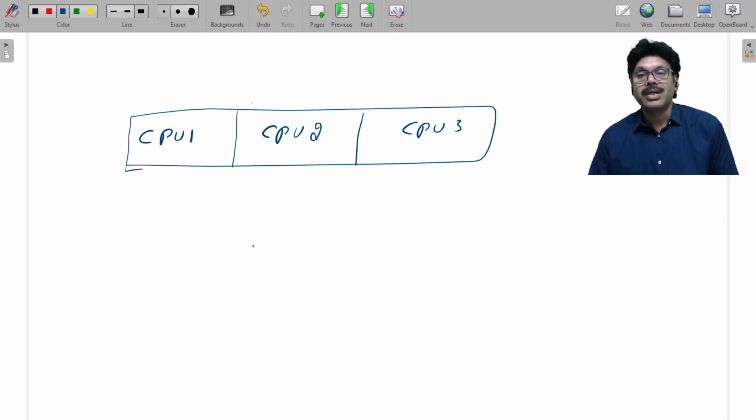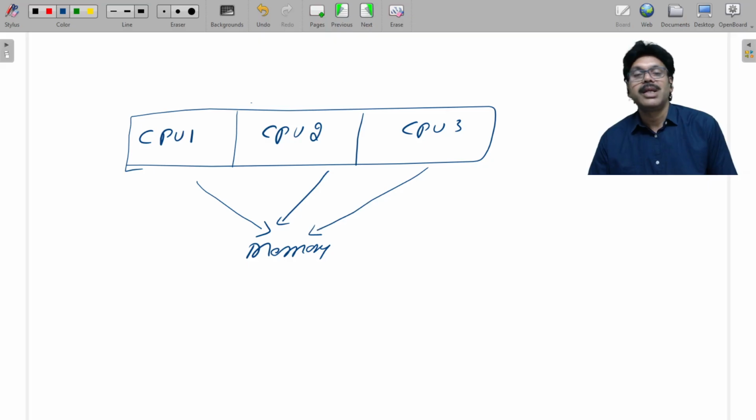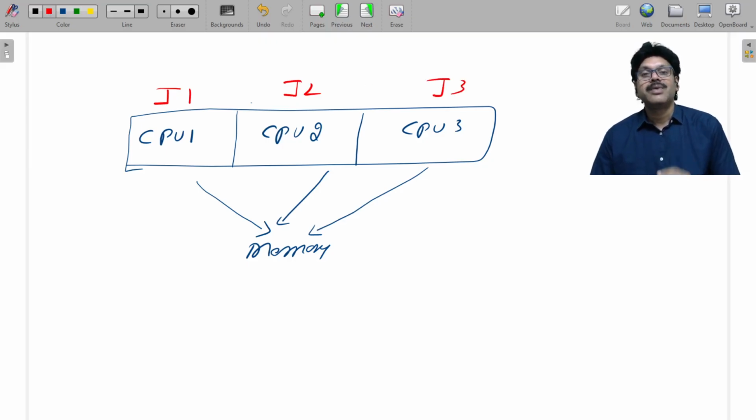In this case, they are all sharing memory. They are all trying to share common memory. This is the concept of a multiprocessor. What is the advantage? I can run different tasks on different CPUs at a time. J1 is busy with CPU 1, J2 is busy with CPU 2, and J3 is busy with CPU 3. Nowadays, we are using only the multiprocessor concept, octa-core.